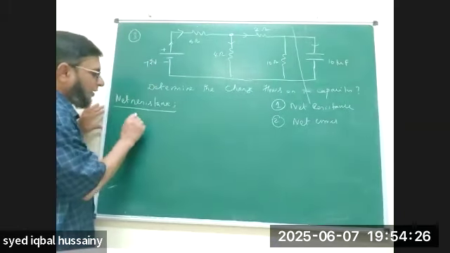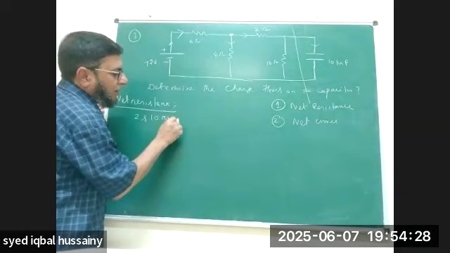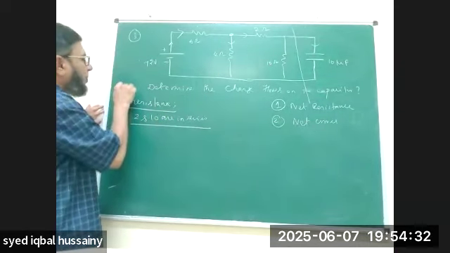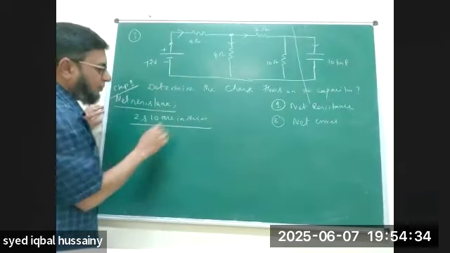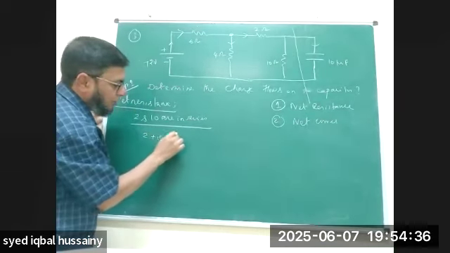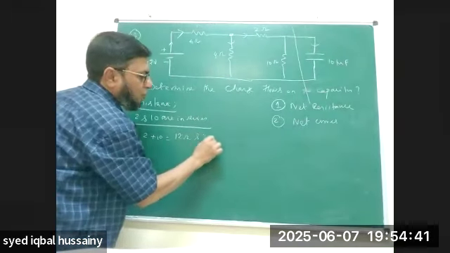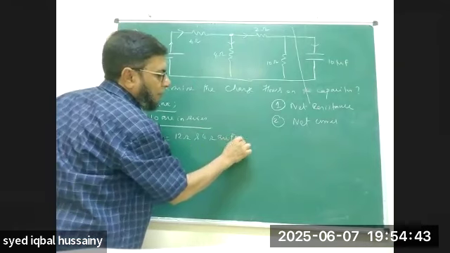So 2 and 10, they are in series. So first step, write down: 2 and 10 are in series. Step 1. So 2 and 10 in series means 2 plus 10. How much will it be? We got 12 ohm. And 12 and 4 ohm are parallel.